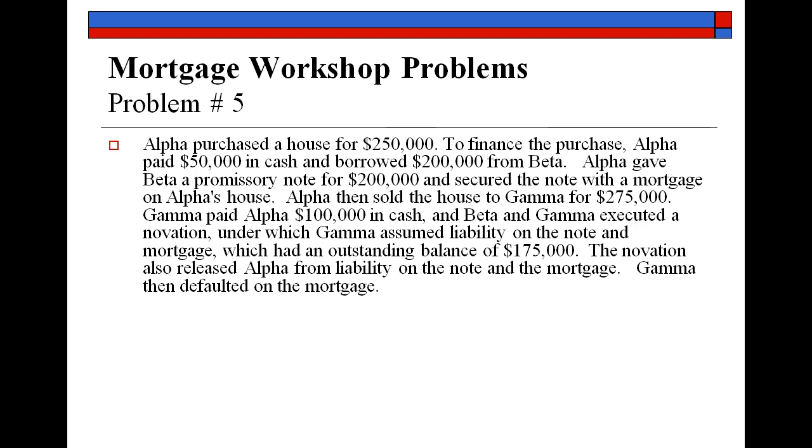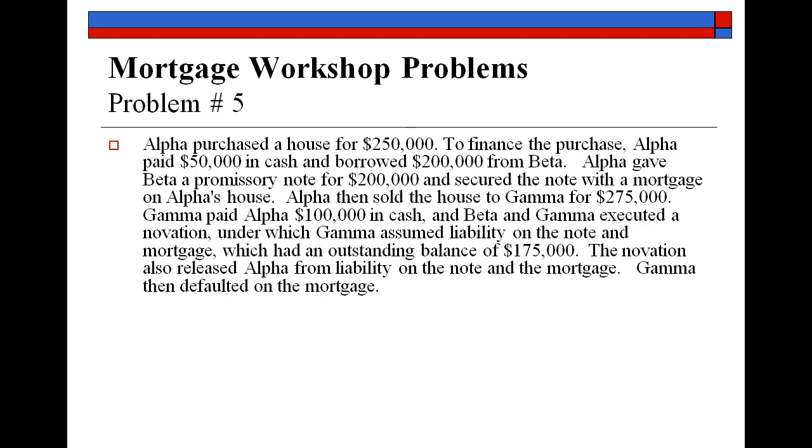Gamma pays Alpha $100,000 in cash, but this time Beta and Gamma execute a novation under which Gamma assumed the liability on the note and mortgage, which had an outstanding balance of $175,000. The novation also released Alpha from liability on the note and the mortgage. Once again, Gamma defaulted on the mortgage.